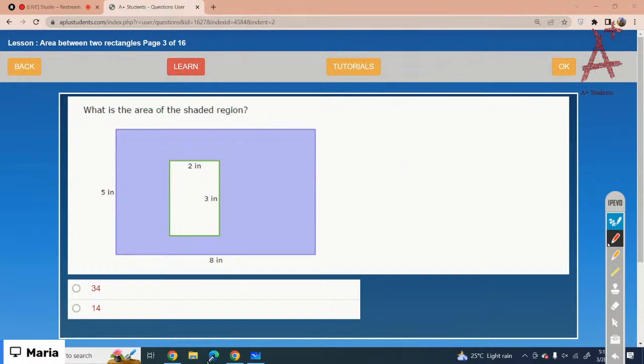So the correct option is 34, not 36. The correct option is 34.